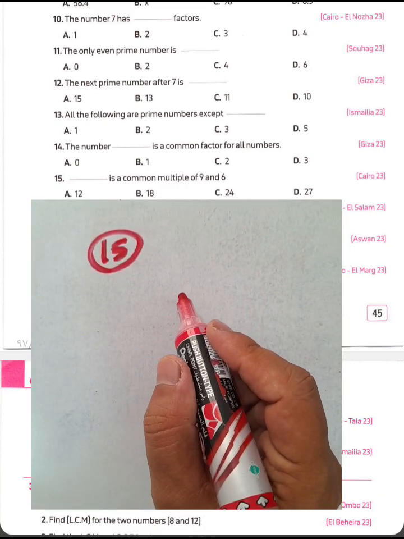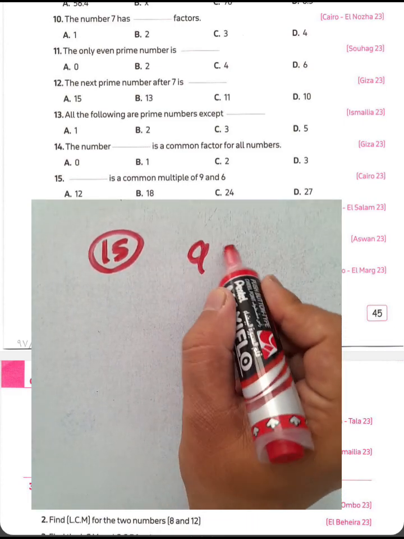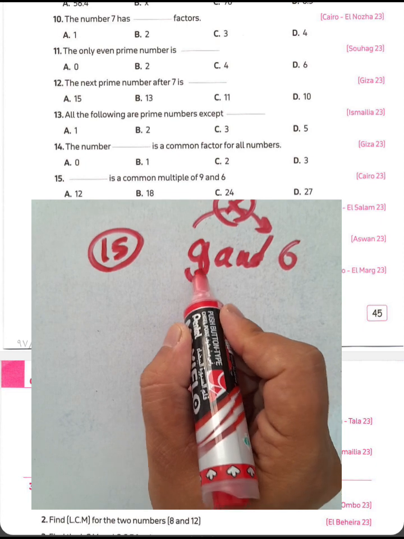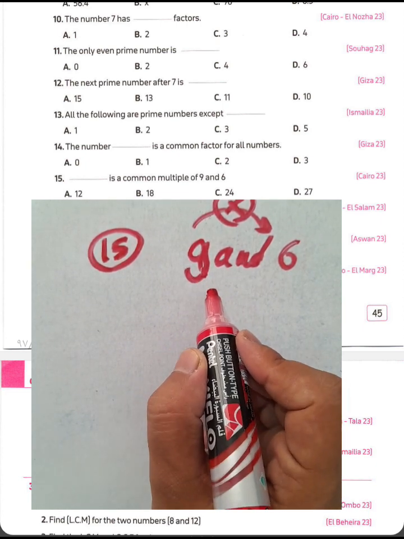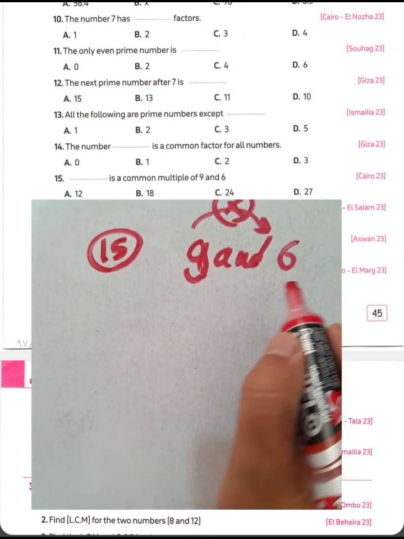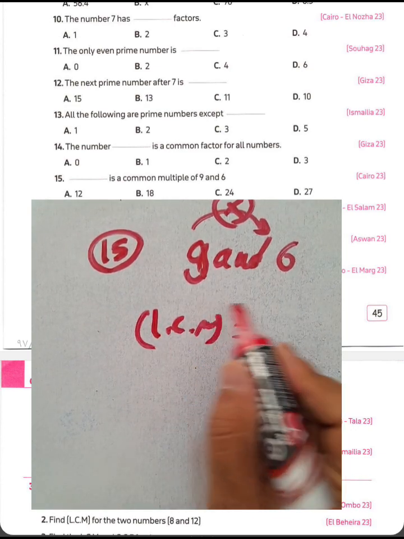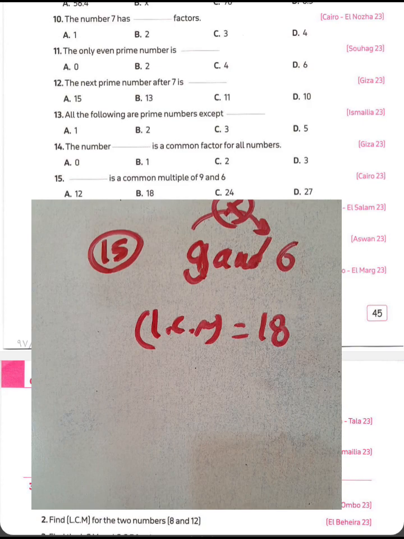Question 15. Which is a common multiple of 9 and 6? 9 can't be divided by 6. Then we must add 9 by 9. 9 plus 9 equals 18. Then 18 can be divided by 6. Then the least common multiple between 9 and 6 will be 18. Choose letter B.